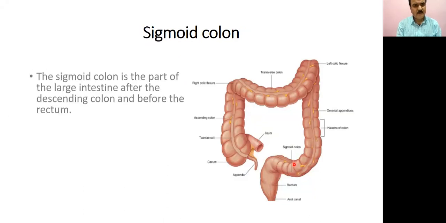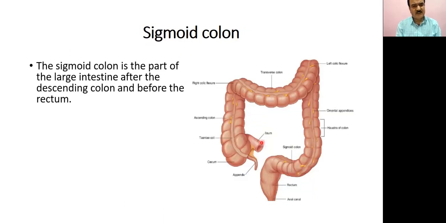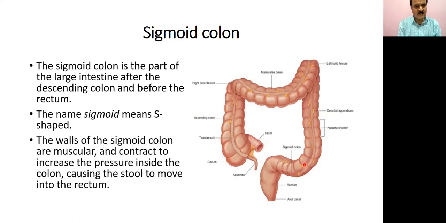Coming to the sigmoid colon, it is a part of the large intestine after the descending colon and before the rectum. So this part here is the sigmoid colon. The name sigmoid means S, because it is S-shaped. It is a bit S-shaped, that is why it is called the sigmoid colon. The walls of the sigmoid colon are muscular and contract to increase the pressure inside the colon, causing stools to move into the rectum. So it propels the stools into the rectum.